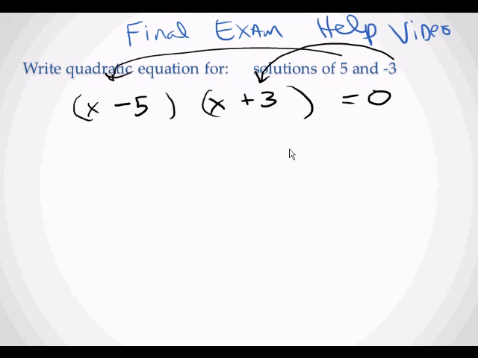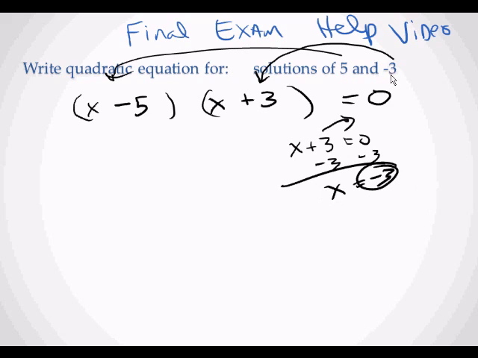So on the side, when we say x plus 3 equals 0, to get the 3 to the other side, minus 3, minus 3, we end up with x equals -3. So do you see how that's one of our solutions, -3? So let me erase this and make room.